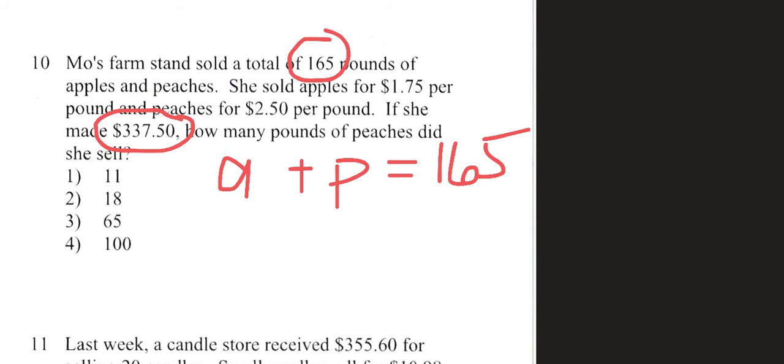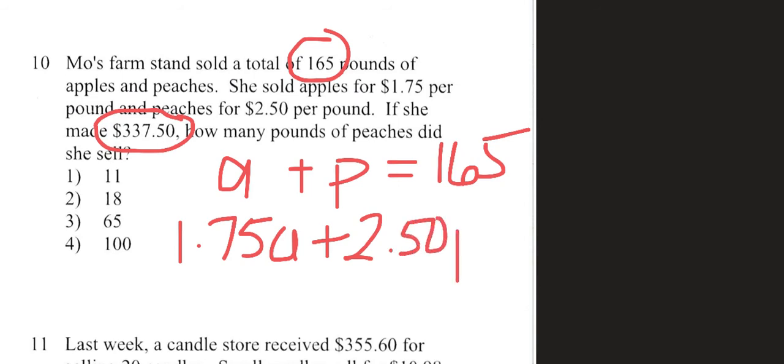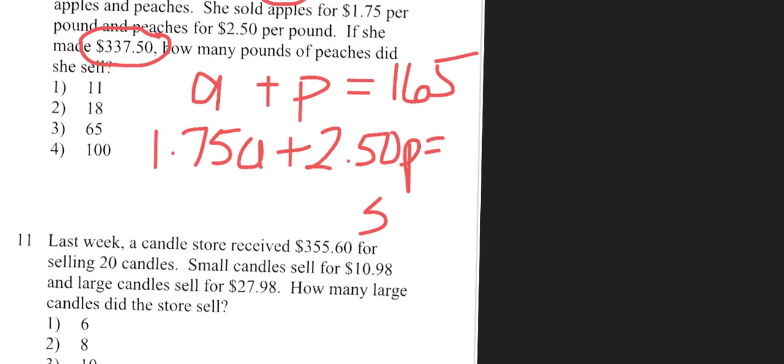And then I can do, she sold apples for $1.75 a pound, so $1.75 now how much a pound of apples is sold for, plus $2.50 for a pound of peaches. And as always, money goes with money, so that total would be $337.50. Okay, this is a good example of where you might want to use a separate sheet of paper because we're going to have to do some elimination here.